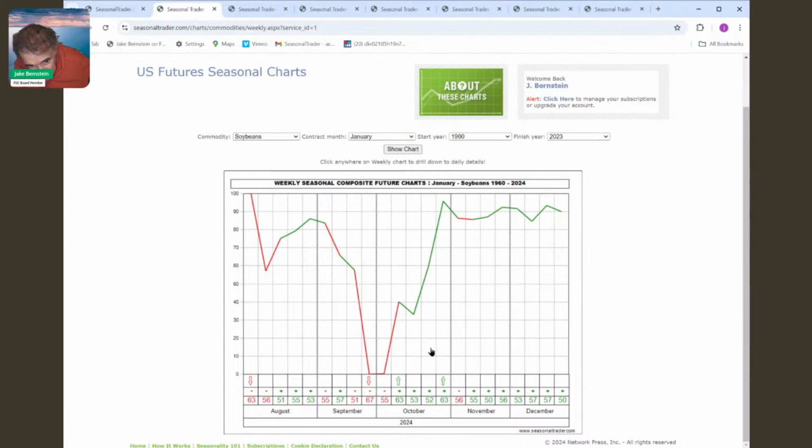We have September right over here. Well, guess what? We are coming into the possible beginning of a seasonal trend to the upside in soybeans. And look at the size of this move in the month of October. So what are we going to do? It's time to fine tune. Let me show you, and I hope I'm teaching you some good skills.